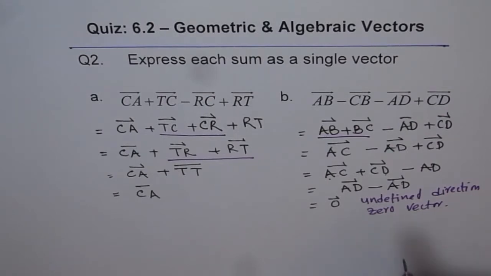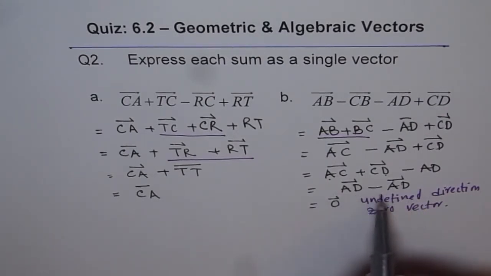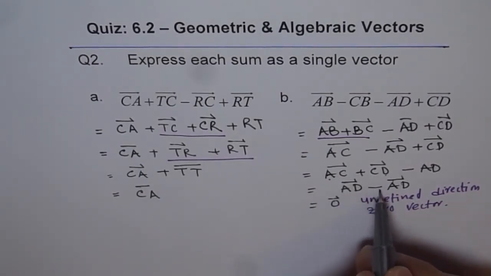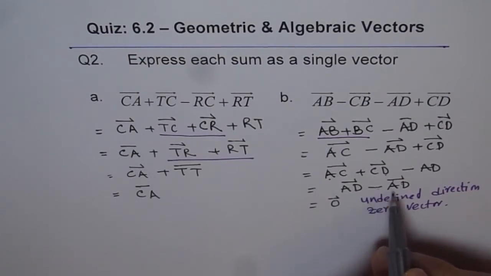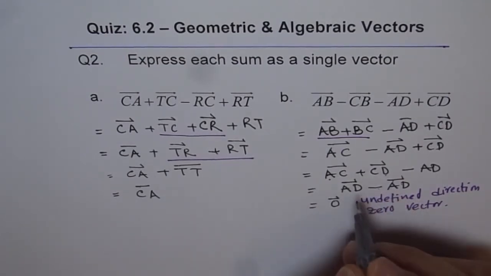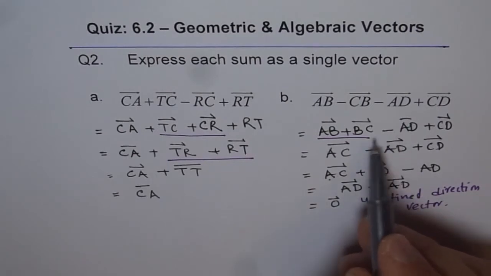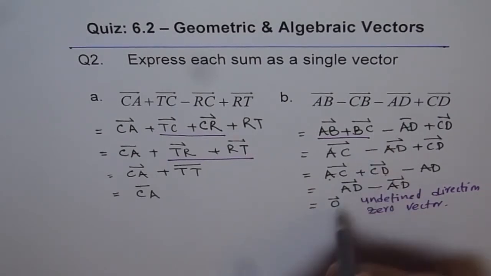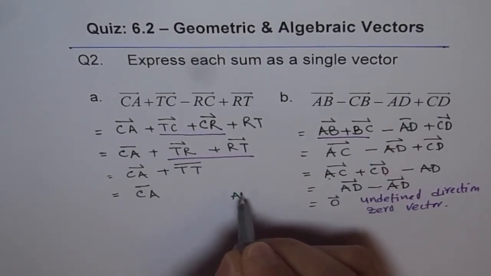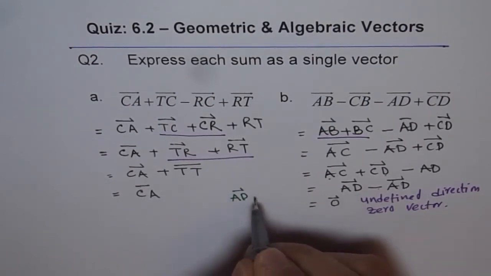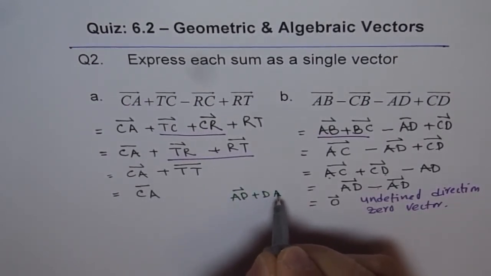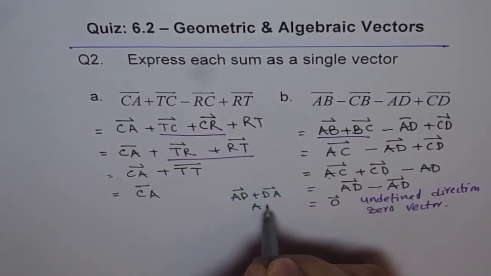Correct? So how do we get a 0 vector here? Let me write down the alternate way as we did here. AD minus AD is 0, you can see. But if you had made everything positive, you would have got it like this: AD plus DA, right? That means AA. Do you see that? That means A to A.